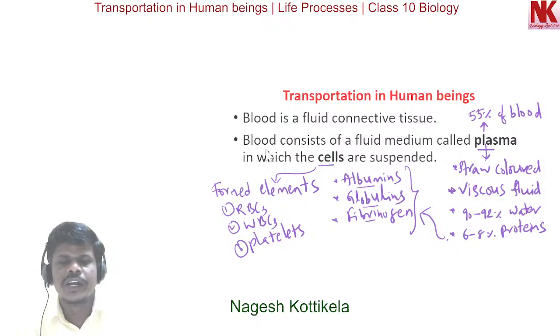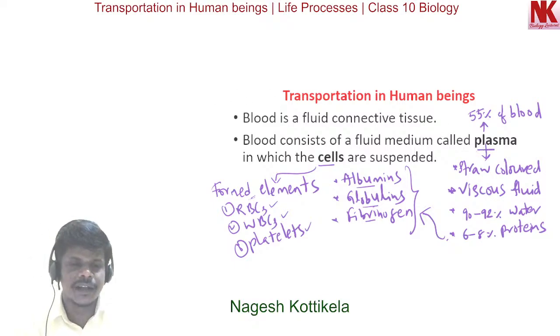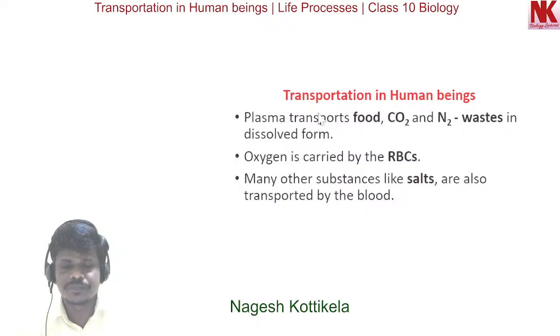So the blood consists of a fluid medium called plasma, in which the cells are suspended. RBCs, WBCs and platelets are the formed elements that are suspended in the fluid called plasma present in the blood.